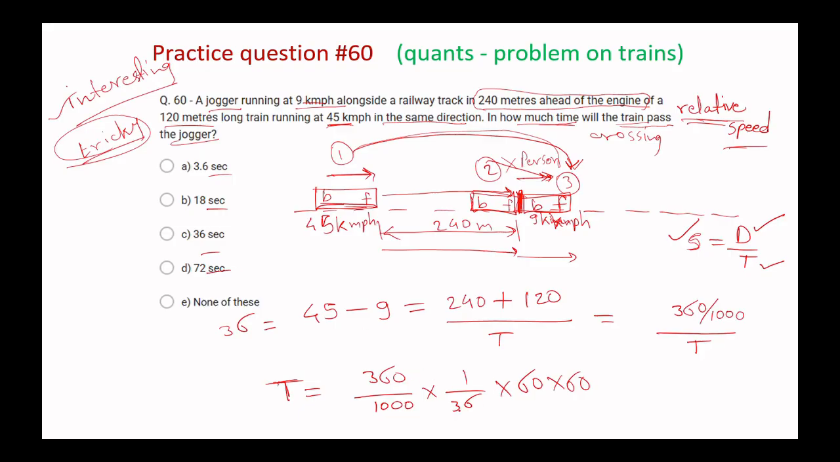So let's solve this. These two zeros we can cancel and the answer will be 36. 6 into 6, 36 seconds. So option C, 36 seconds is correct.